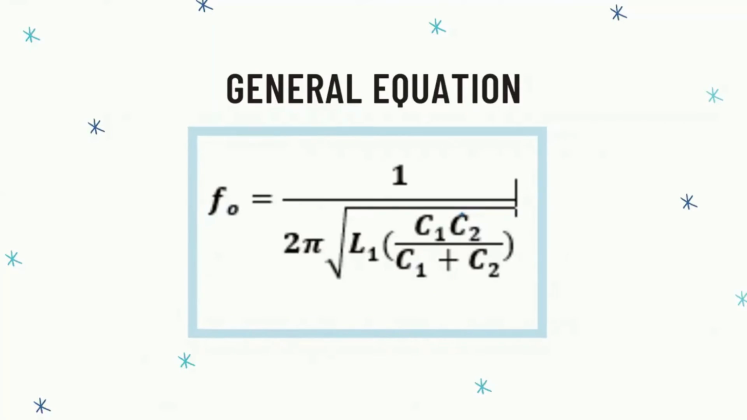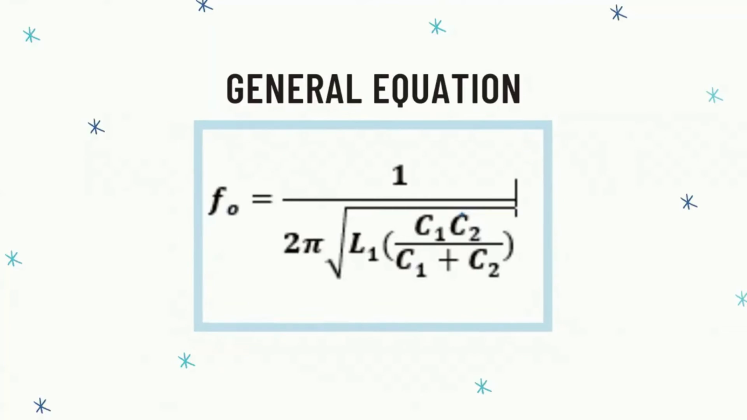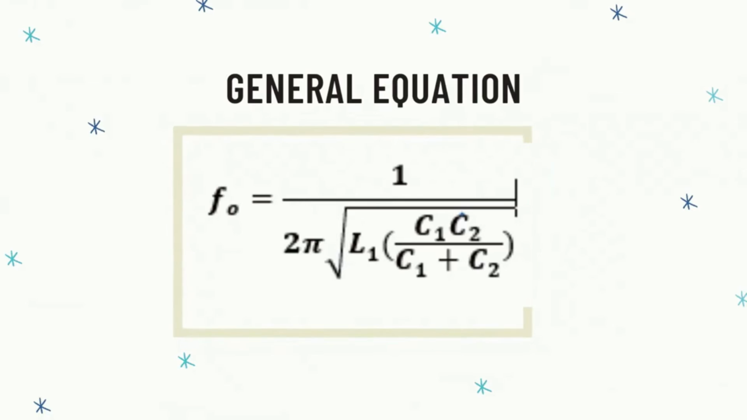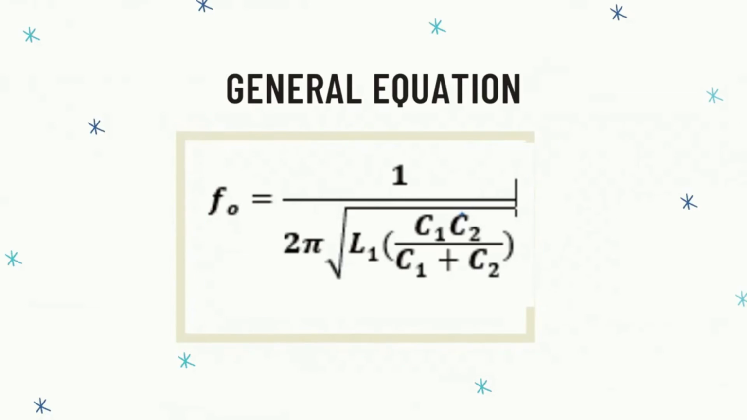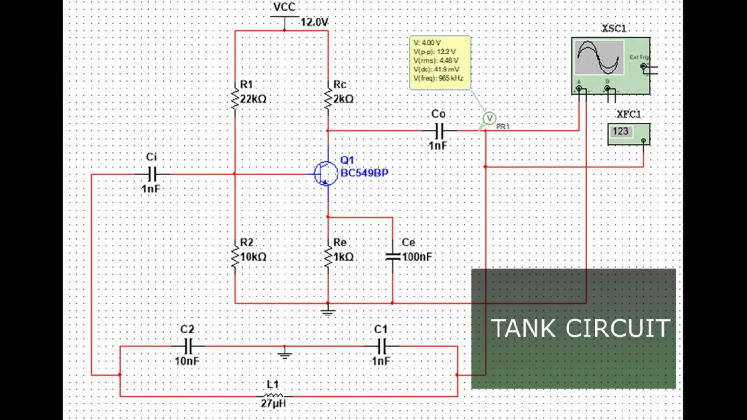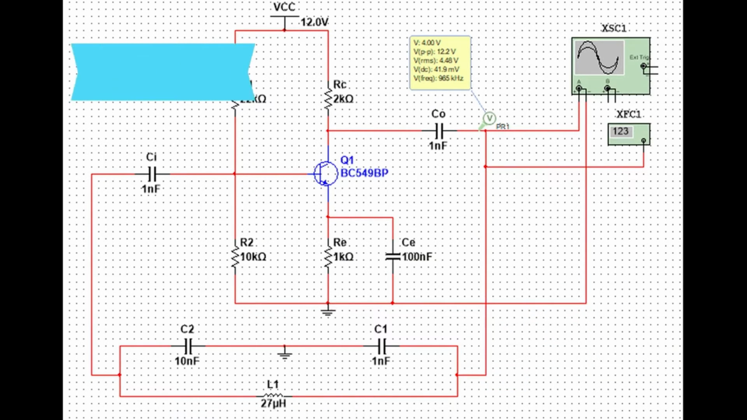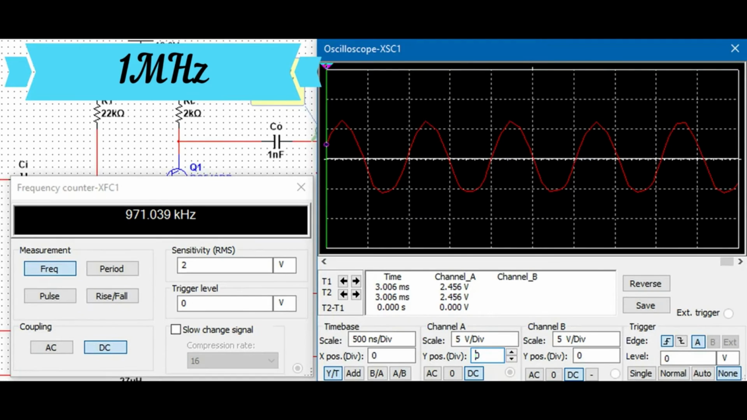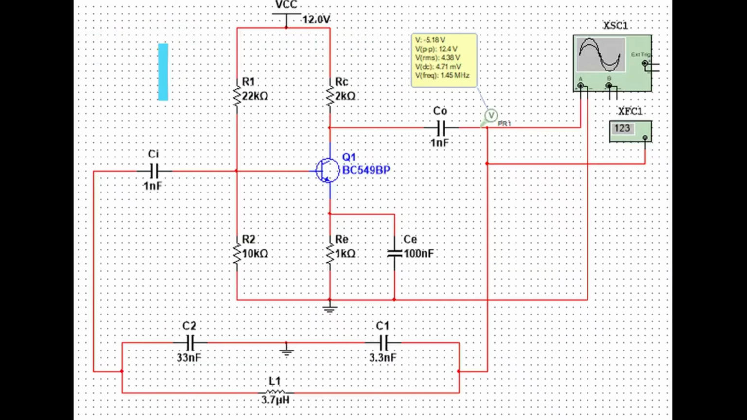Result. This is the general equation, assuming the capacitor value to get the inductor value, since the output frequency value is provided. Different frequencies can be obtained by changing the value of the capacitor and inductor in the tank circuit. For 1 MHz, assuming C1 1 nanofarad and C2 10 nanofarad, the inductor is about 27 microhenry. The measured value was 971 kHz.